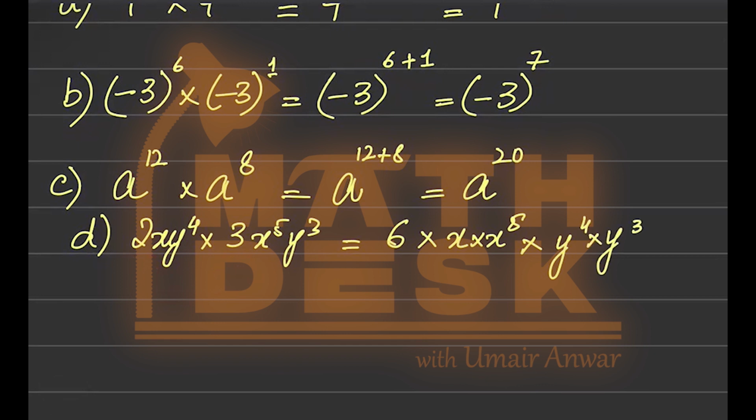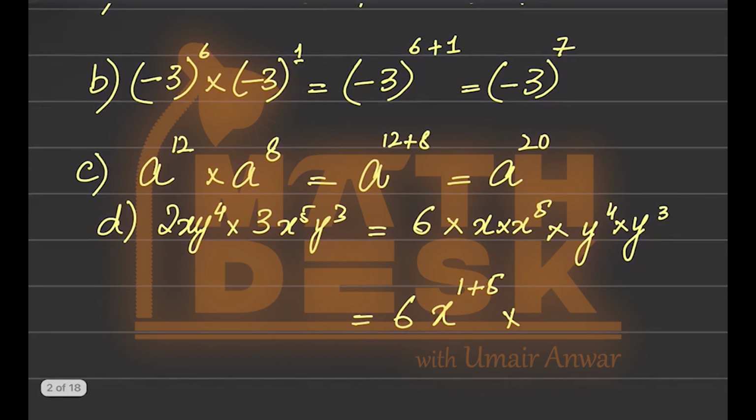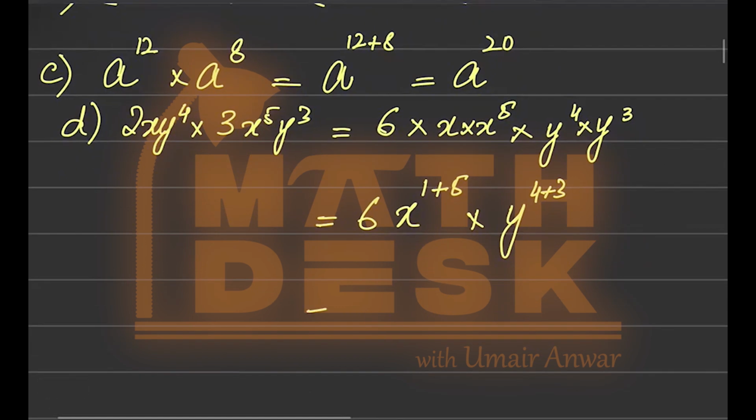In the next step, since these two bases are same and the bases are being multiplied with each other, so their indices would get added. So I will be writing 1 plus 5, and now we have another base y. Two bases are same being multiplied with each other, so their indices would again be added. So I'll be writing 6 times x raised to 6, y raised to 7 as the final answer.